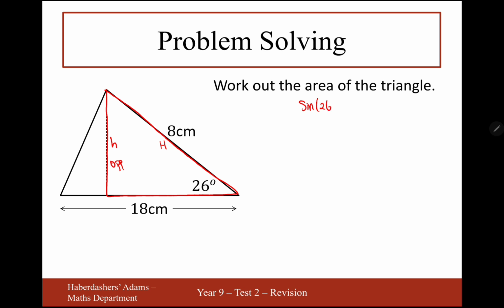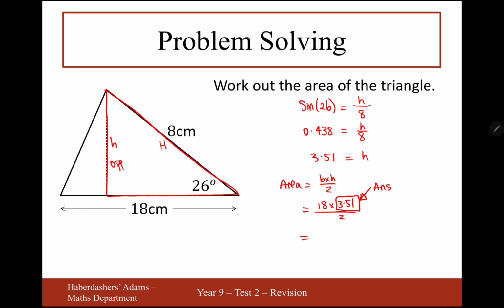So sine 26 equals opposite divided by hypotenuse. We'll type in sine 26 into our calculator, and we get 0.438 equals h over 8. Times the 8 to the other side, and you get 3.51 equals h. Fantastic. Now we're going to do base times height divided by 2. So the base here is 18, the height here is 3.51, and then we're going to divide that by 2. I'm going to select this value and say this value is answer when I type it into the calculator. So 18 times answer divided by 2 gives 31.6 centimeters squared. Excellent, fantastic. So there we are, that's the answer to that question there.